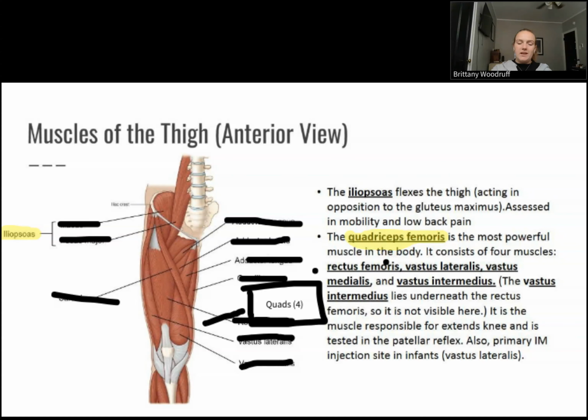Primary injection site in infants, specifically the vastus lateralis, basically the side of your thigh. So IM injection site in infants, vastus lateralis. It's one of the reasons why we have you know the quads. You don't need to know specifically that it's the vastus lateralis. I'm just explaining why the quadriceps are clinically relevant.